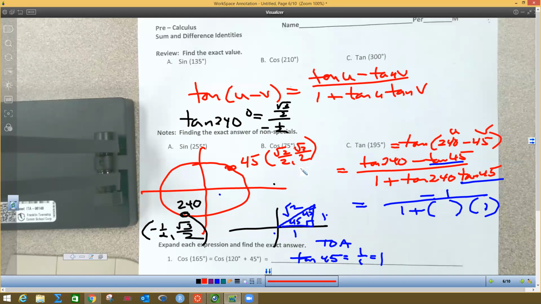Isn't it supposed to be negative radical 3? Oh, it is negative. Thank you. Yeah, this is negative as well, and that's negative. Third quadrant, everything's negative. Thank you, sir.